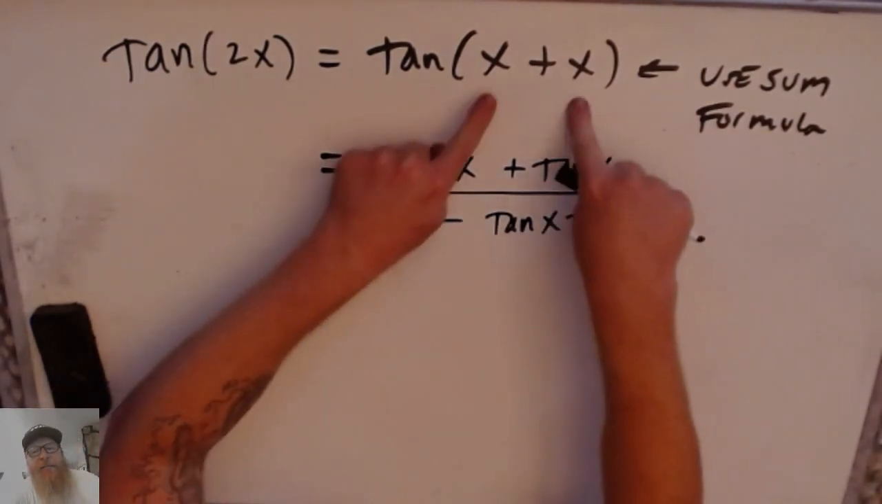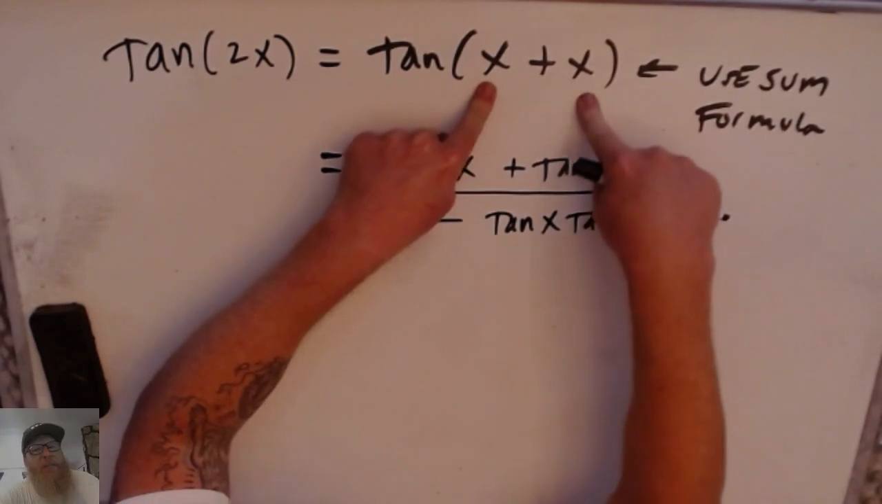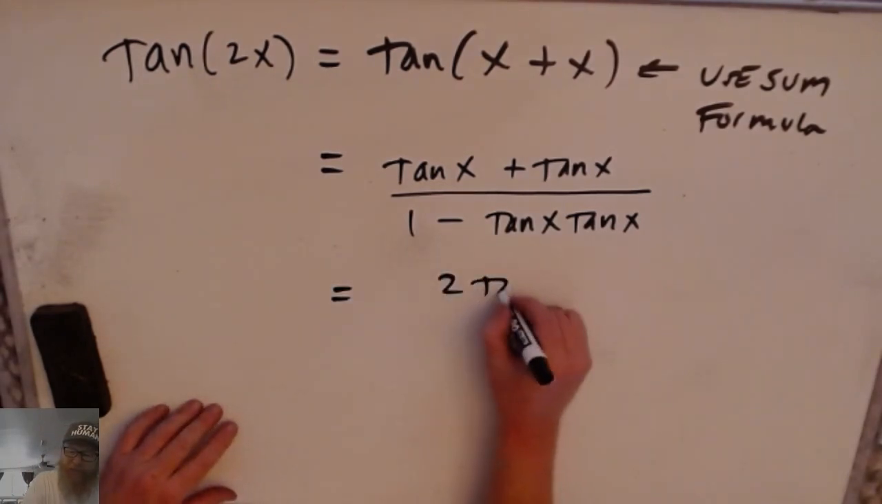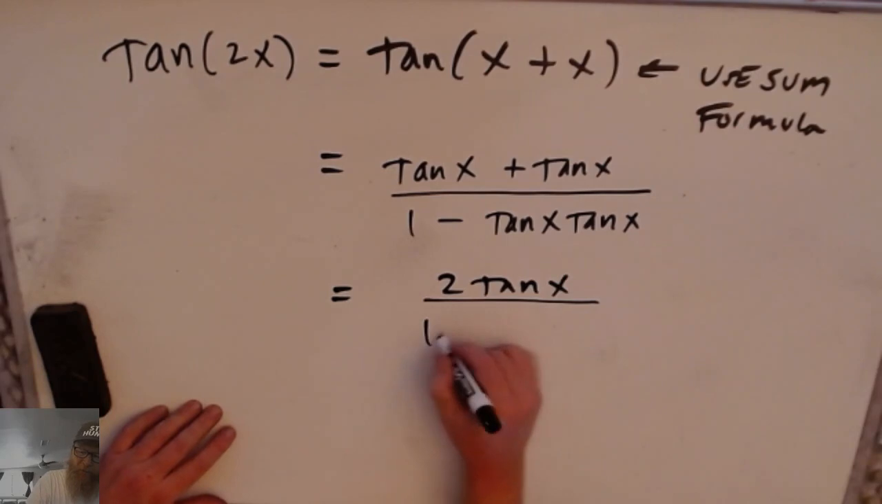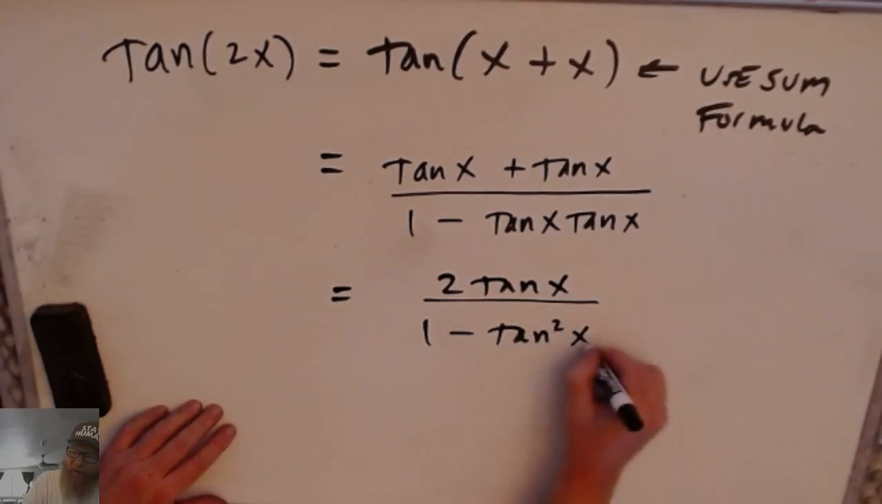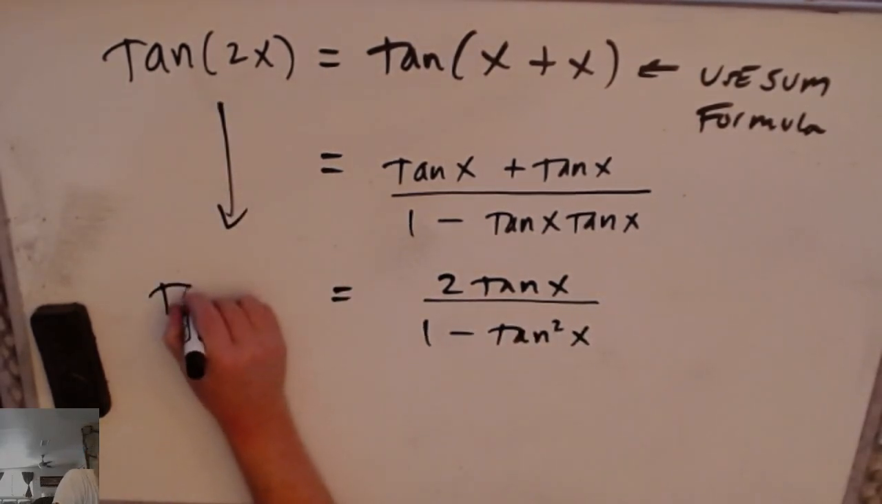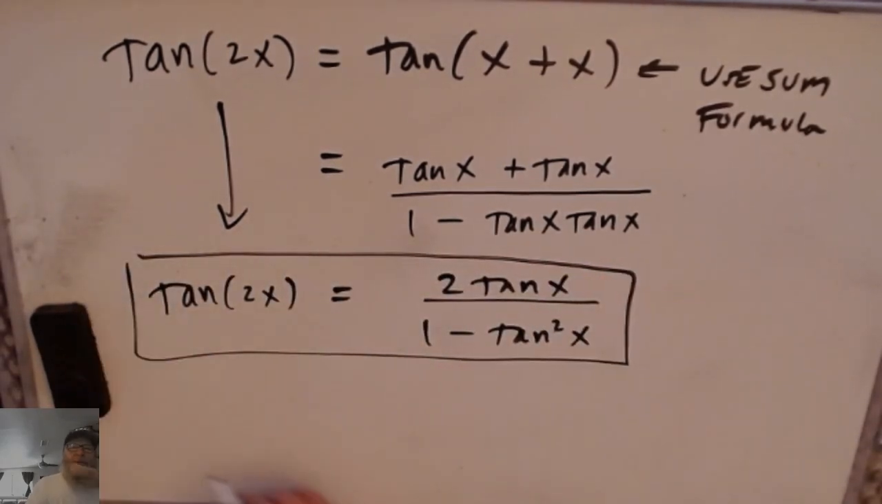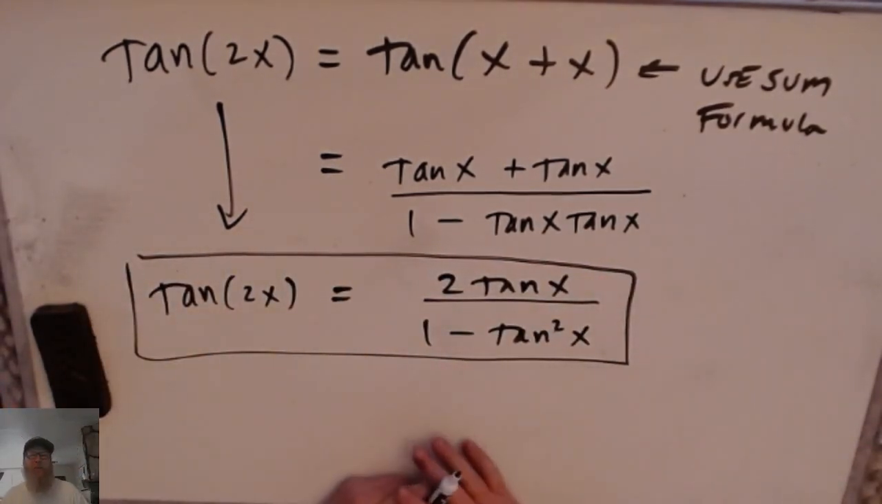Although last time we did this problem, this was an alpha, this was a beta. They were different angles, but today they're the same angle. They're both x. So we get our tangent formula: 2 tan x over 1 minus tan squared x. That wasn't so bad. So there you go. Now you've got all three formulas.